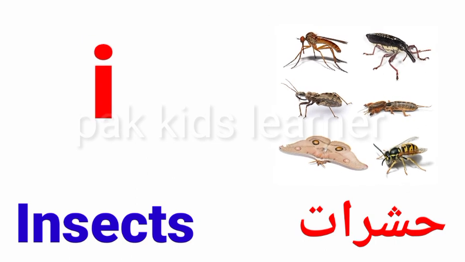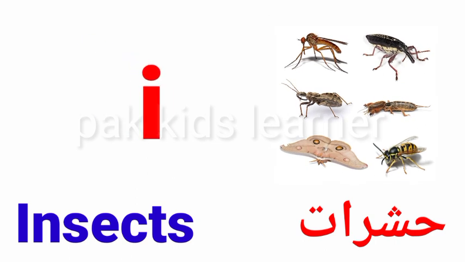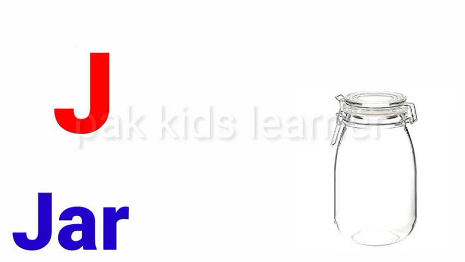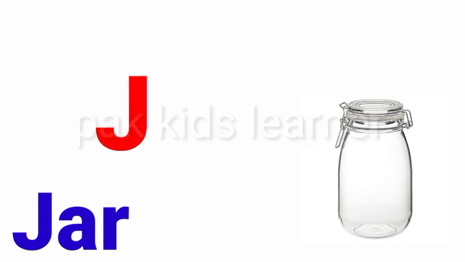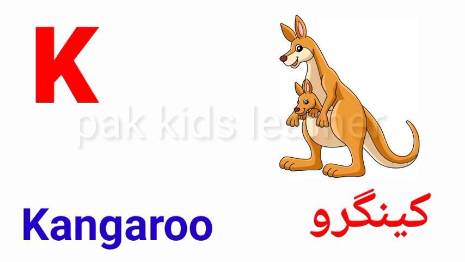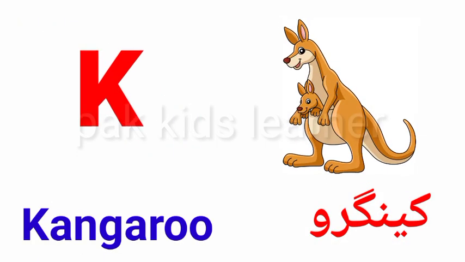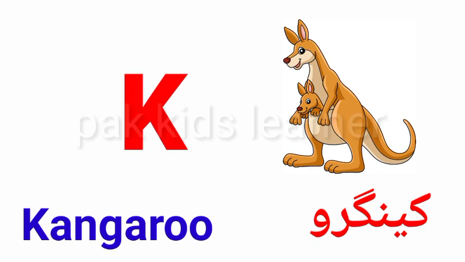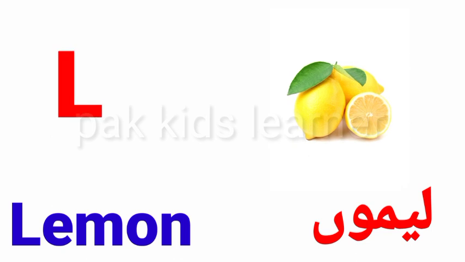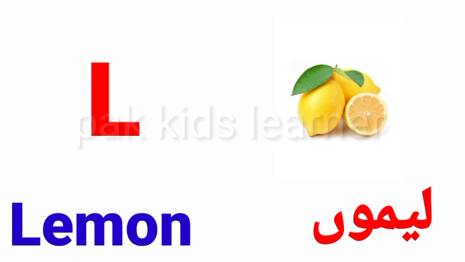I for insect. Insect means हशरात. J for jar. Jar means jar. K for kangaroo. Kangaroo means kangaroo. L for lemon. Lemon means lemon.